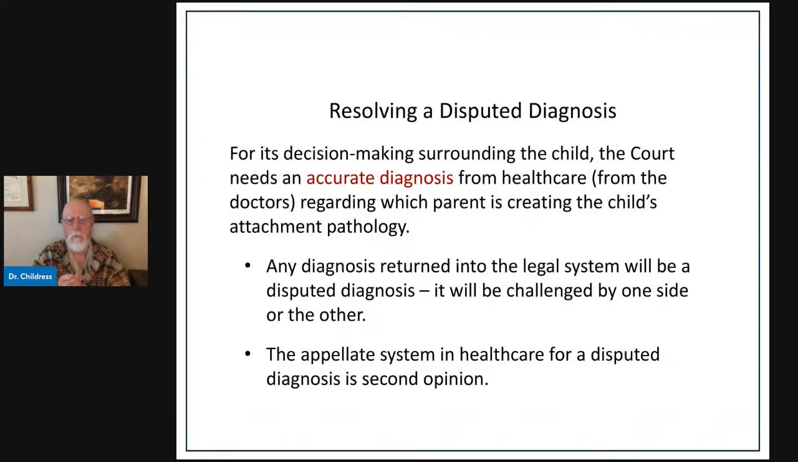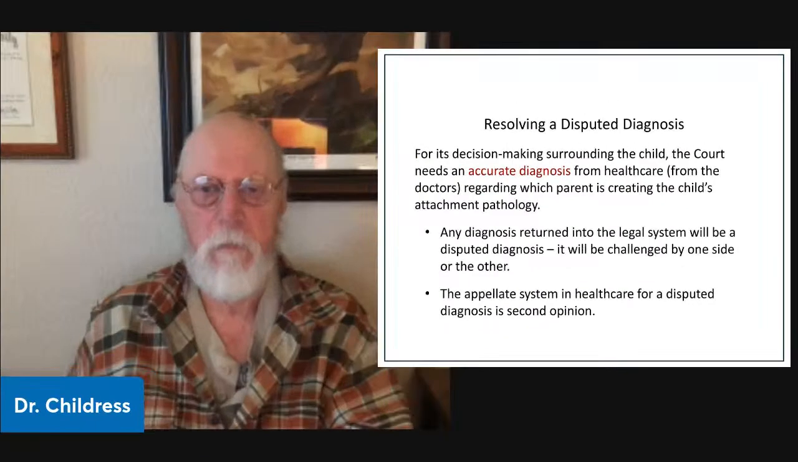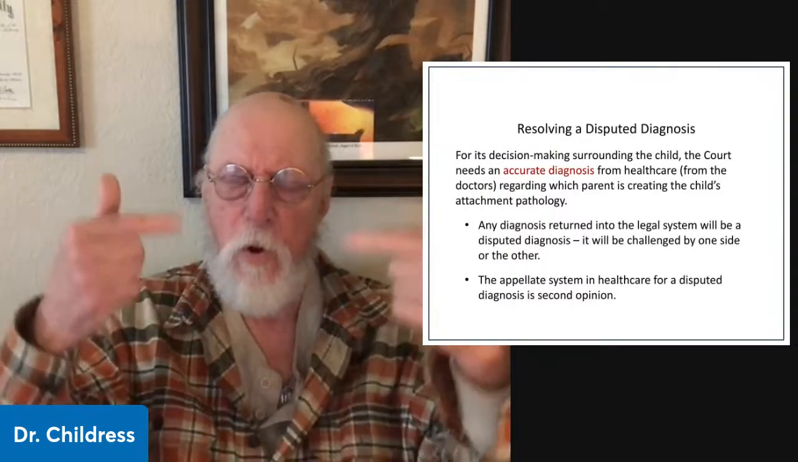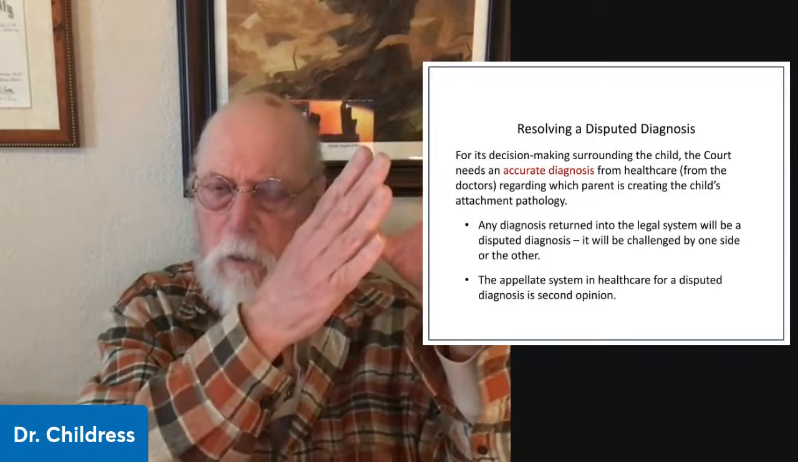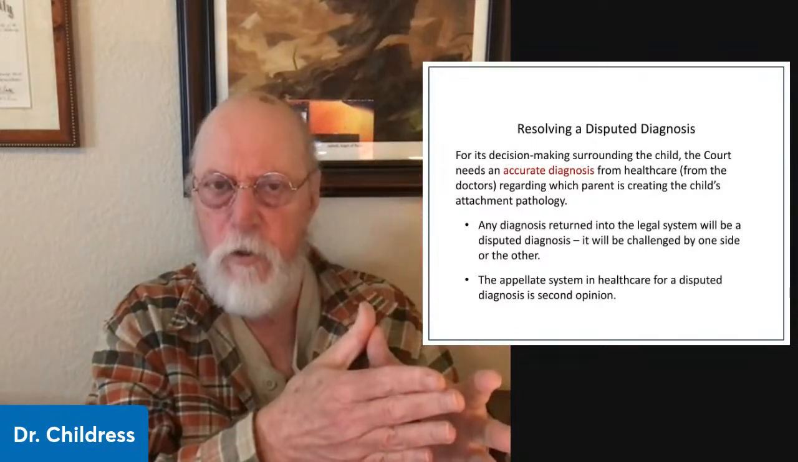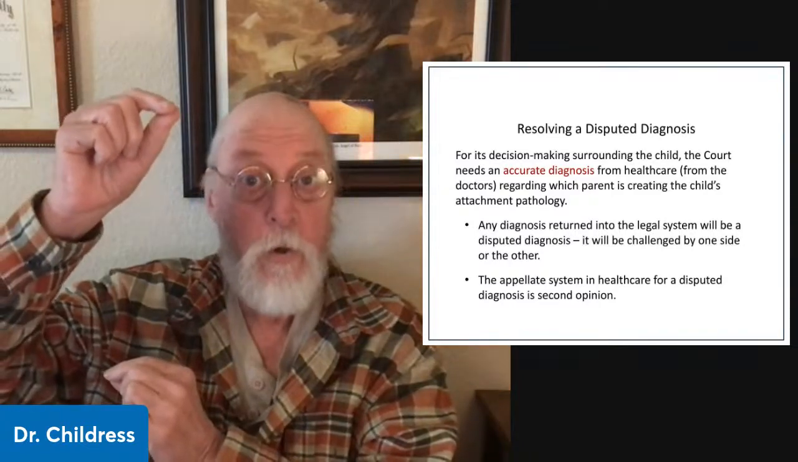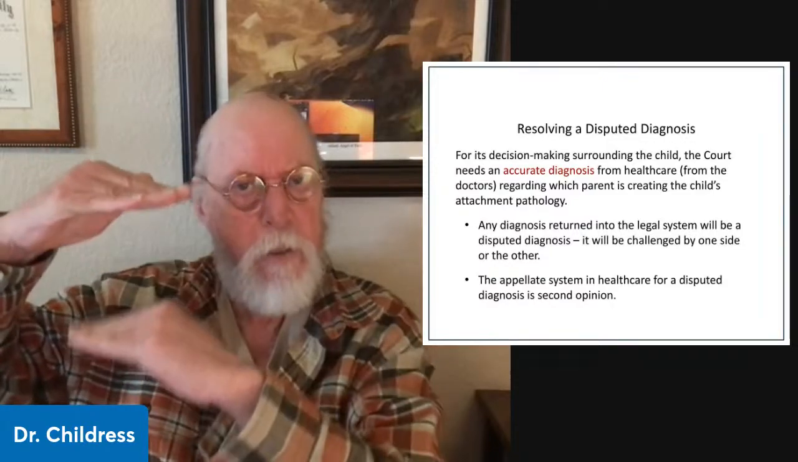It's an adversarial system. The appellate system in healthcare for a disputed diagnosis is second opinion, which is exactly the same in the legal system. If you appeal a court's decision, it goes to other judges, second opinion judges, the appellate judges. Same thing in healthcare. We use a second opinion to appeal diagnoses. The two systems, the mental health system and the legal system, are based on the same structure. And the legal system likes to get its second opinion in a very linear fashion because it likes everything documented. Over in the healthcare system, we need our diagnosis early and accurate. So we pull our appellate system right up front.